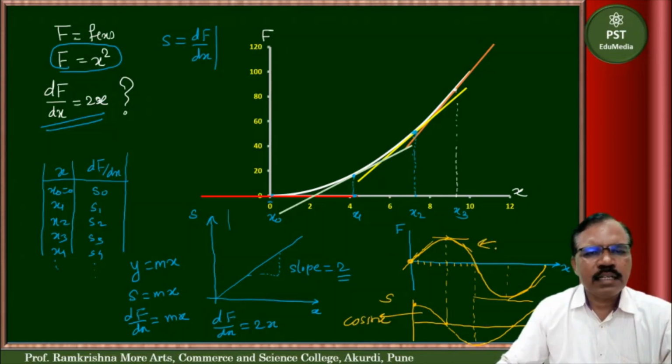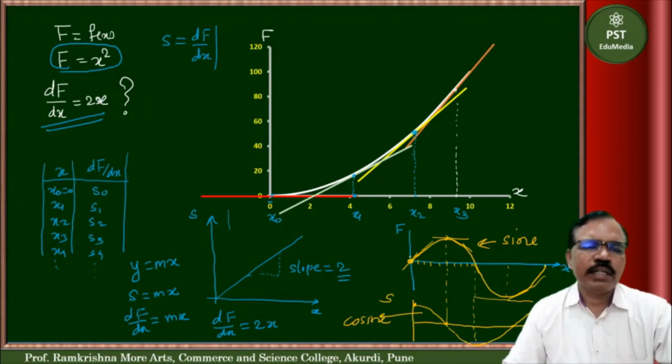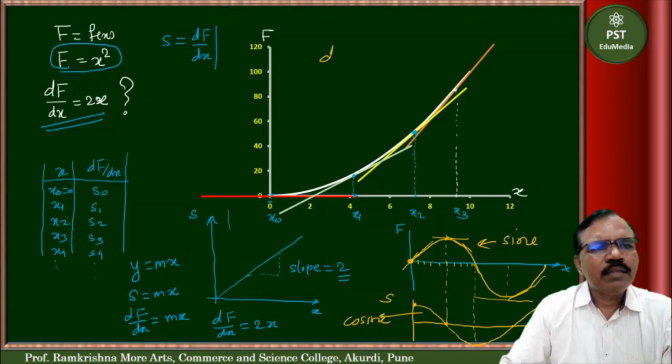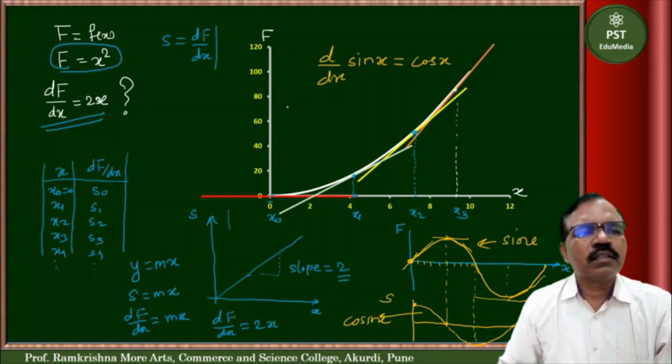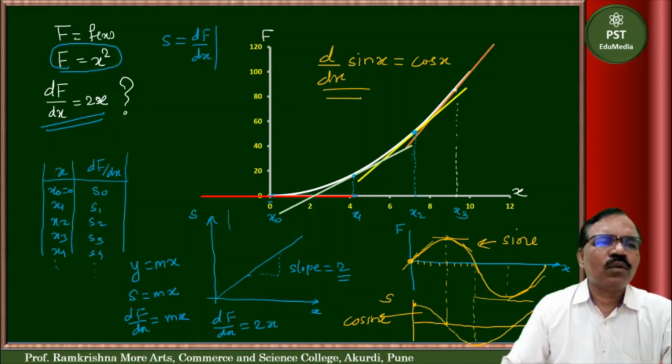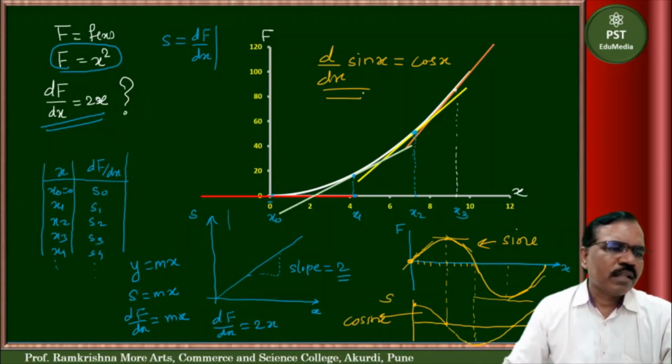So for sine curve, if we take slopes at successive points, and if we plot graph, we will get cosine graph. That's why d by dx of sine x is equal to cos x. So in this way, we define ordinary derivative. Then we will go to partial derivative.